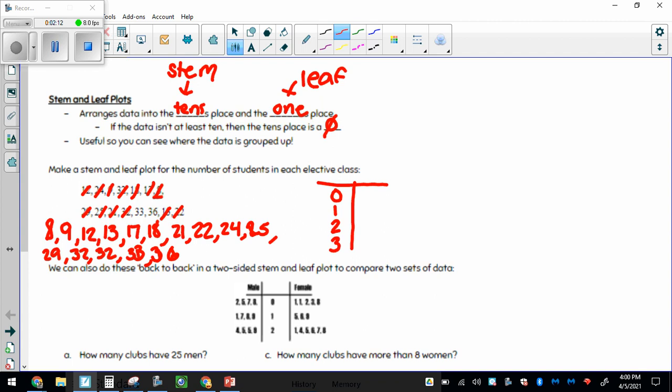All right, so now what I can do is I can separate these out. So this 8 is really 0, 8. And this 9 is really 0, 9. So they're both going to go with the stem of 0. For all of these guys, 12 was really 1, 2, 1, 3, 1, 7, 1, 8.